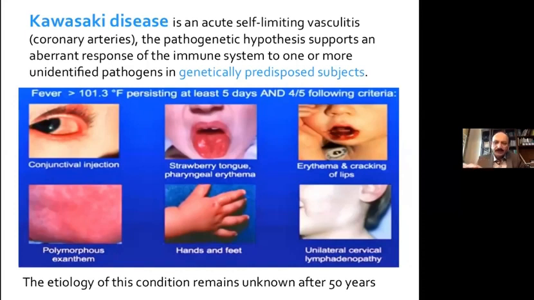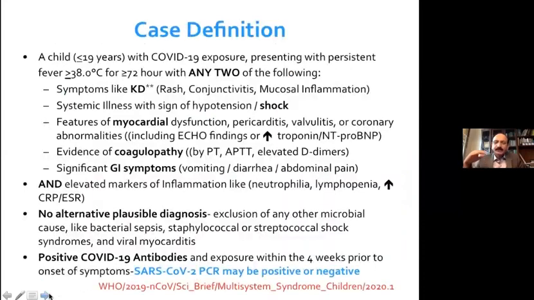For 50 years, we didn't know what causes Kawasaki disease. But I think today, once COVID has come in, we definitely know this is a post-viral illness, because more than 1/3 of children with this particular condition, which we call MIS-C, have symptoms and signs the same as Kawasaki disease.